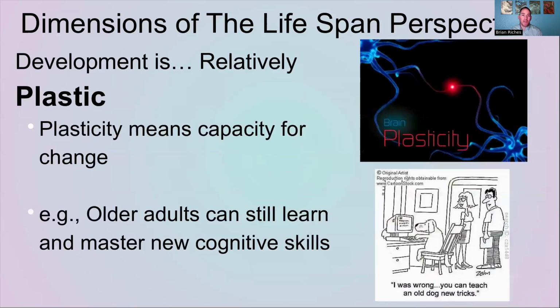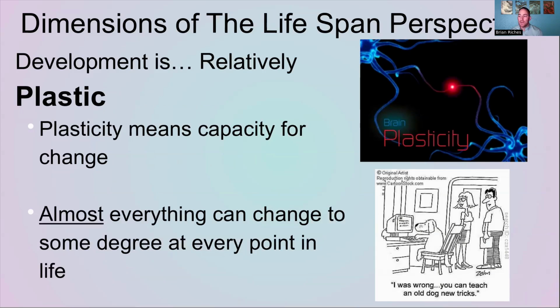This is also related to plasticity. Plasticity means capacity for change. When you're thinking of something in the brain or development being plastic, it's moldable, it's movable, like clay, or soft rubber, or Play-Doh. Older adults can still learn to master new skills. With plasticity, almost everything can change to some degree at every point in the lifespan. Not everything, but a lot of things. Some things can change more, some things can change less, some things might not change at all, but almost everything can change to some degree.